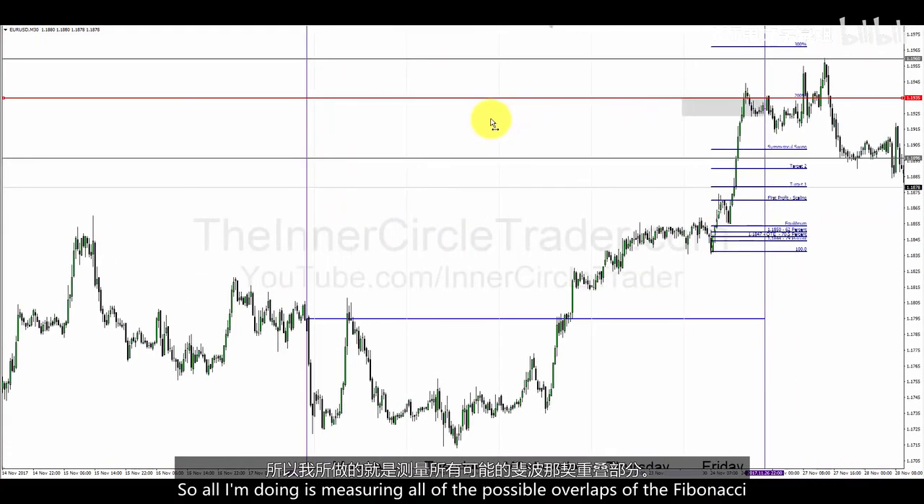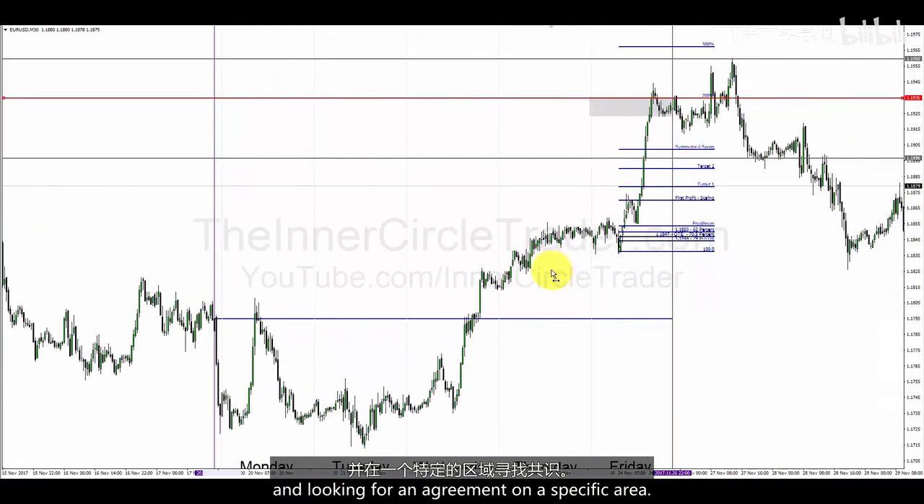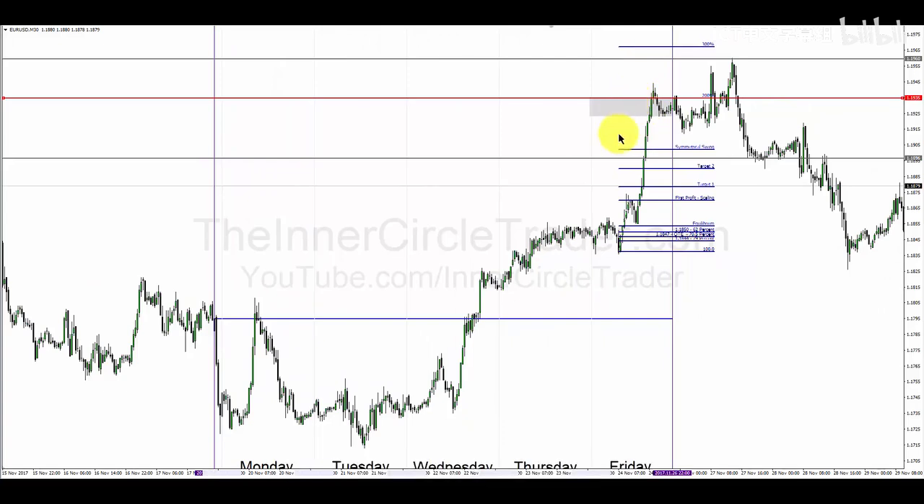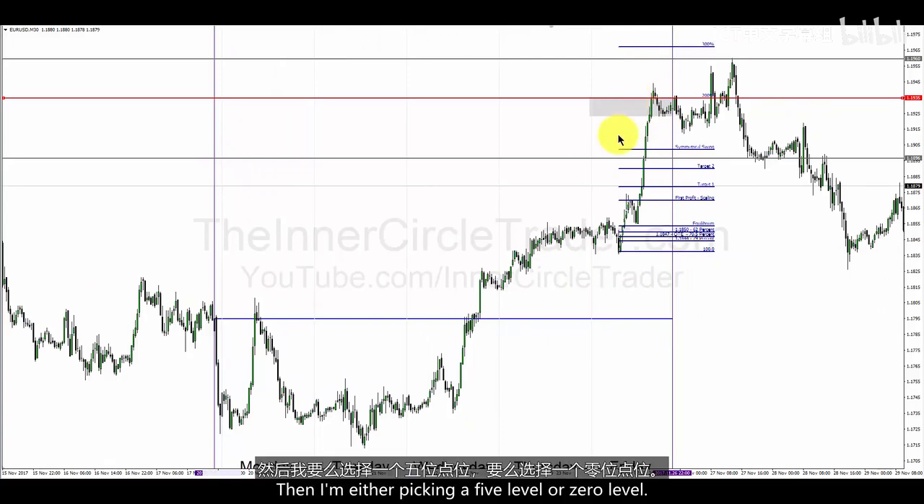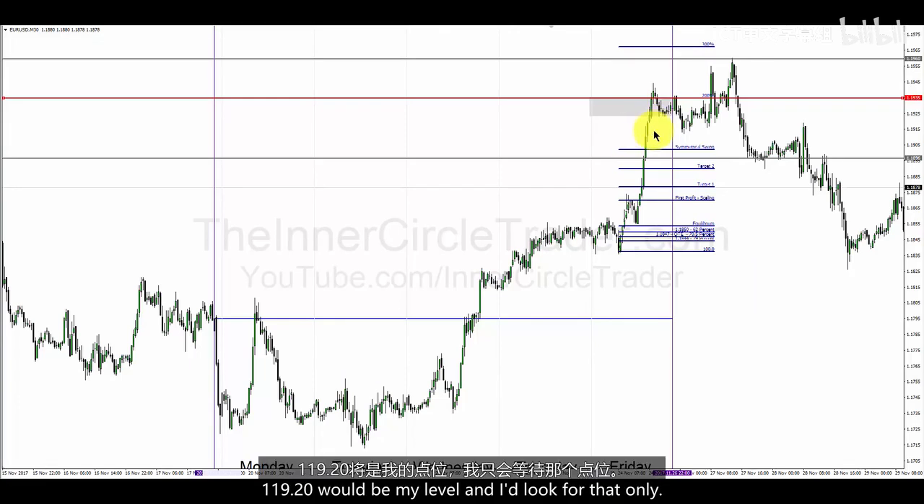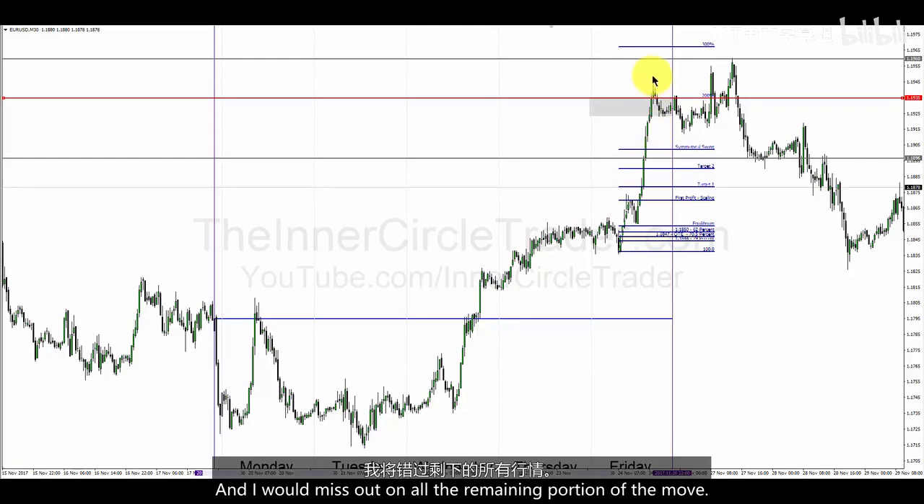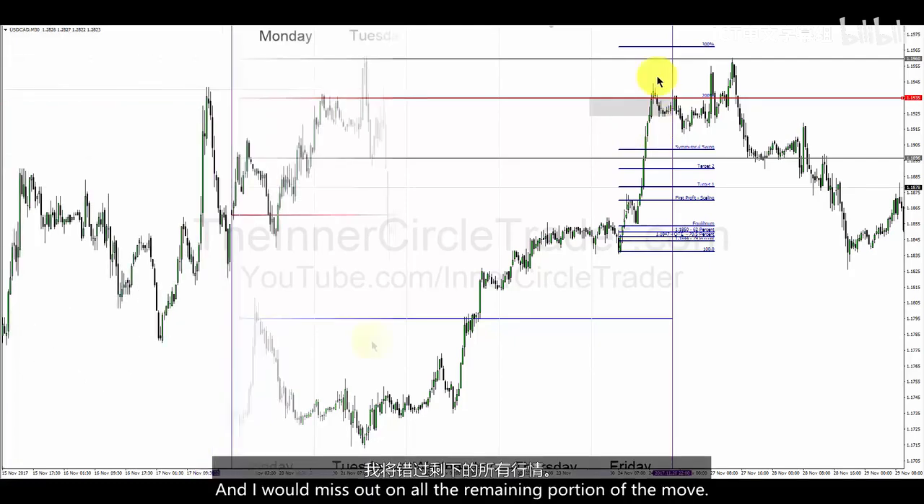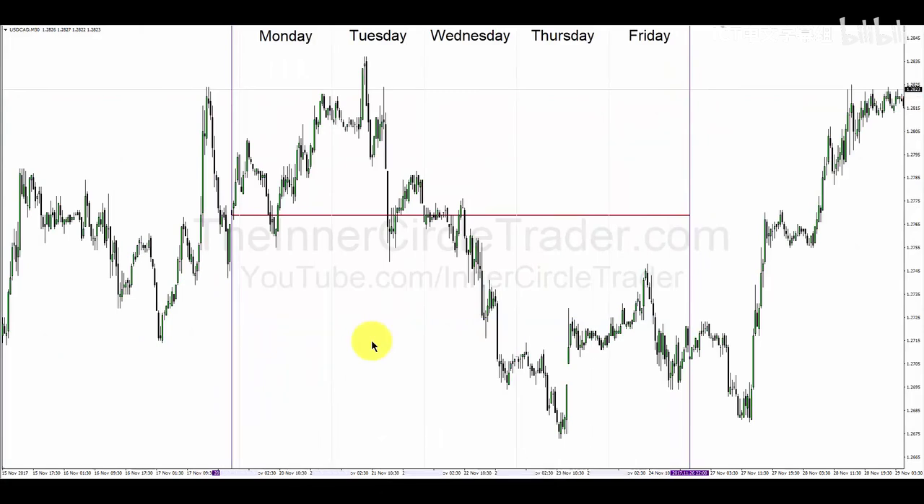So all I'm doing is measuring all of the possible overlaps of the Fibonacci and looking for an agreement on a specific area. Then I'm either picking a 5 level or a 0 level. The closer I can get to an institutional level, the better. Truth be told, 119.20 would be my level, and I'd look for that only, and I would miss out on all the remaining portion of the move. And we're going to do similar things here.